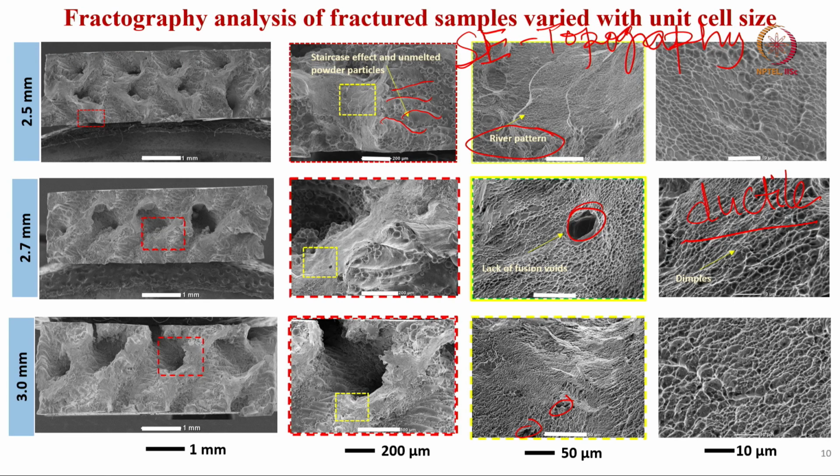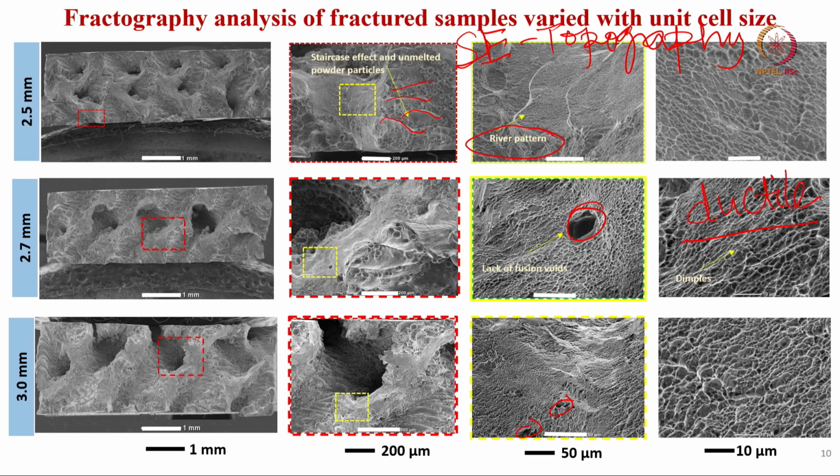So, even in the 3 millimeter unit cell size, where the strength and elastic modulus are reduced, you can still see the signatures of the ductile fracture behavior. And whenever we analyze the scanning electron microscopy of the fracture surface, what we call fractography, we always look at the fracture surface at increasingly higher and higher magnification.